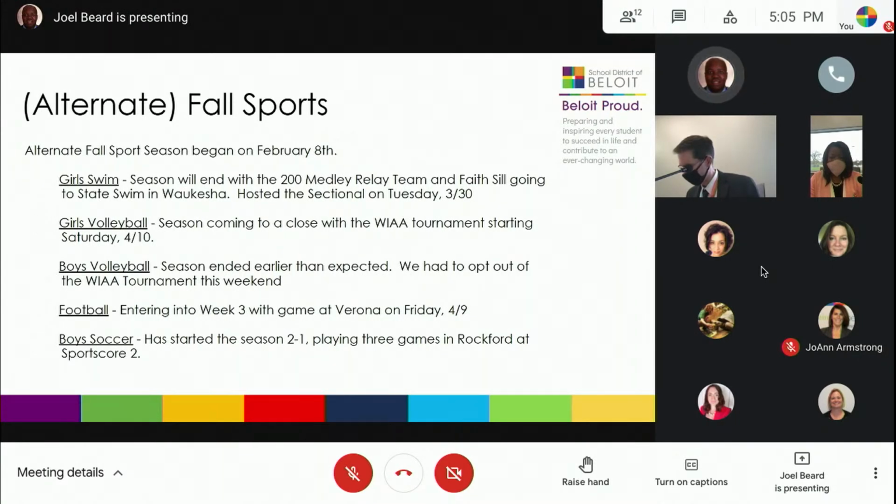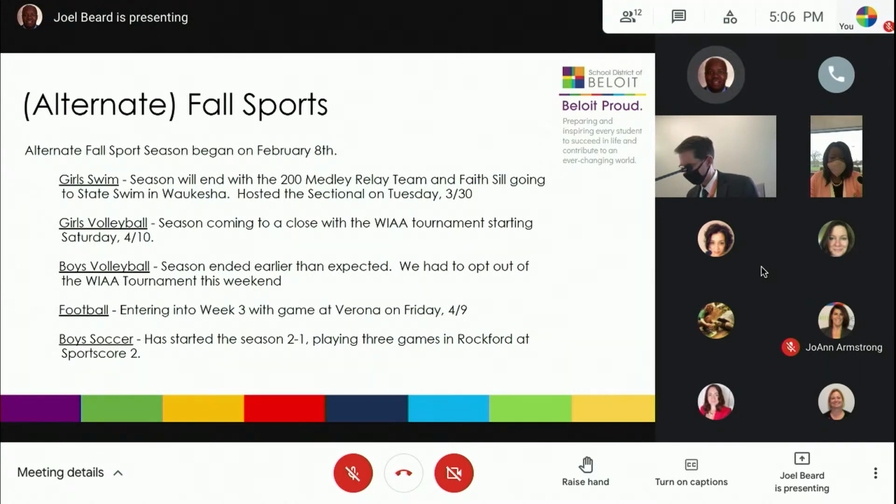So unfortunately, they weren't able to finish their season in the WIA tournament. Football: last week they were entering week 3. They're going into week 4 now, with a game against Middleton, the first home game of the season. So we're very excited about that.